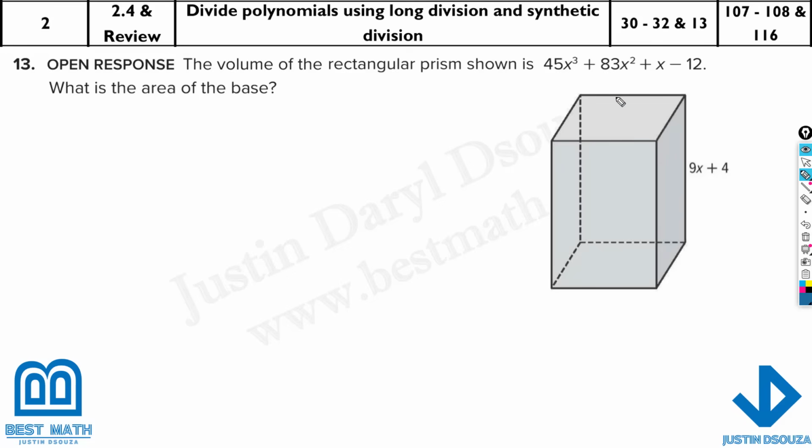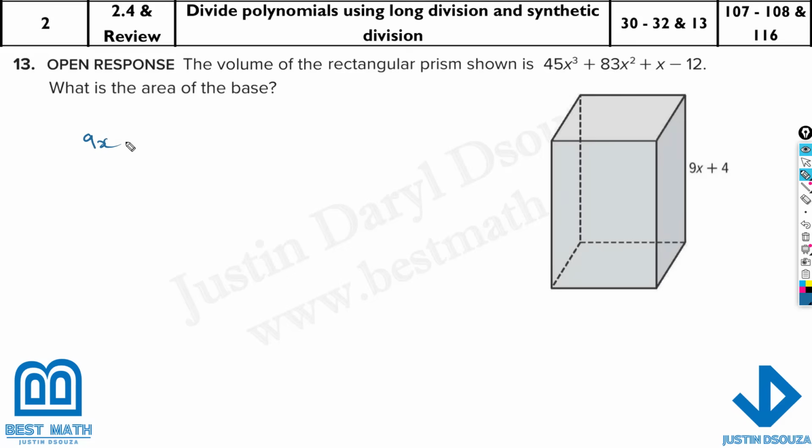And since it's a real-world volume problem, it is a factor. The remainder must be 0. But can you do this with synthetic division? Yes, it's possible if you divide all the terms by 9. But look at what you'll do: you'll just make it more complicated. It'll take more time because you need to divide each term by 9 and so on. So instead of that, we'll use long division.